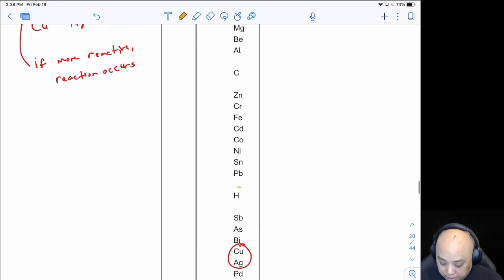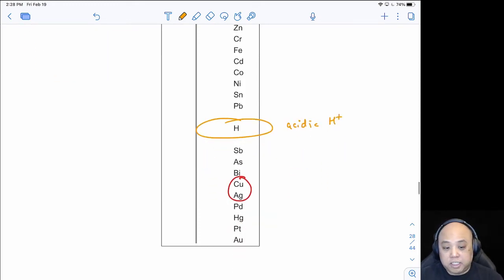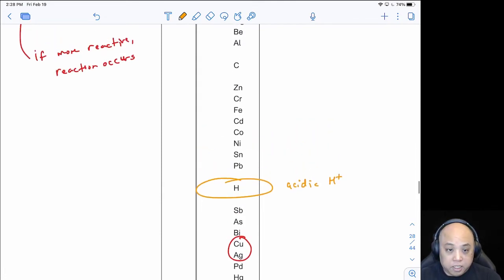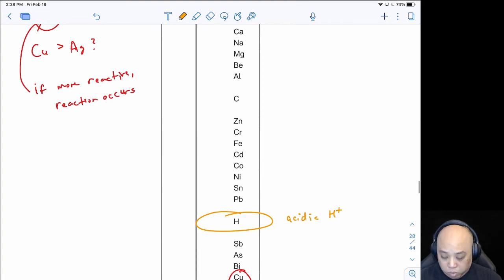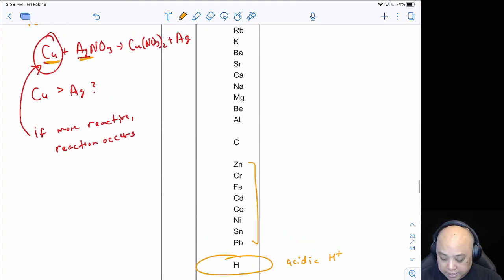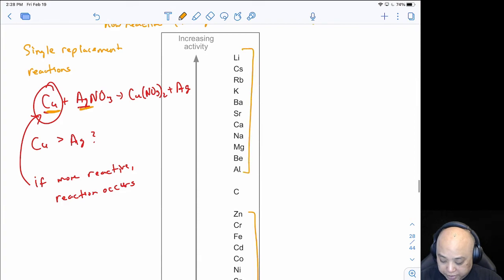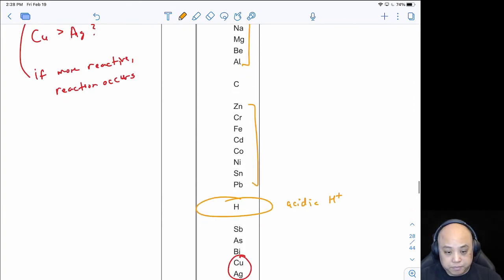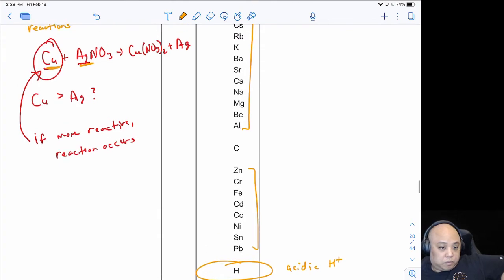You can see a couple things here. H, essentially the acidic hydrogen from an acid. So most of these metals below H don't react with hydrochloric acid and things like that. The ones above H react a little bit, and then these up here react very, very vigorously with your hydrochloric acid. Okay. Questions about that?